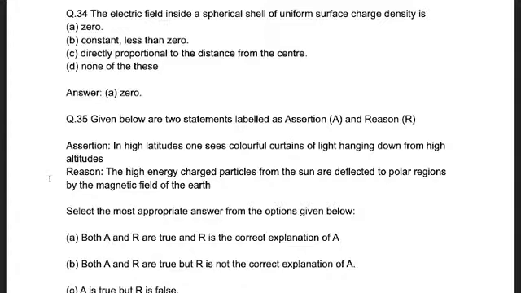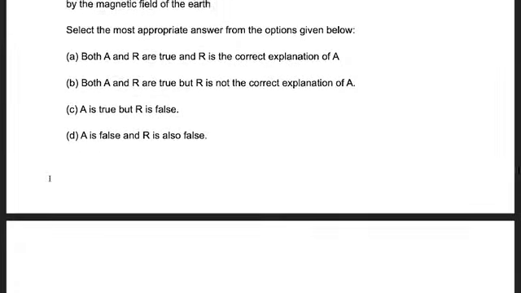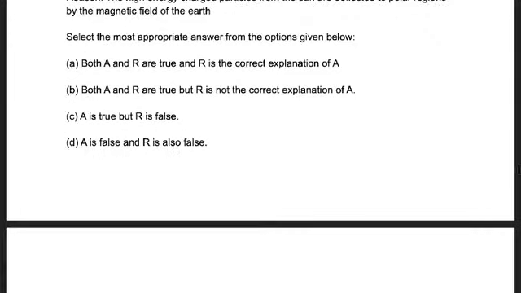A. Both A and R are true, and R is the correct explanation of A. B. Both A and R are true, but R is not the correct explanation of A. C. A is true, but R is false. D. A is false and R is also false. Correct. The answer is A. Both A and R are true, and R is the correct explanation of A.